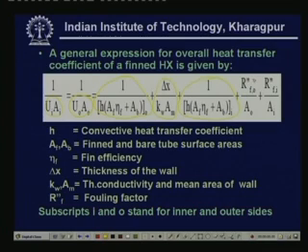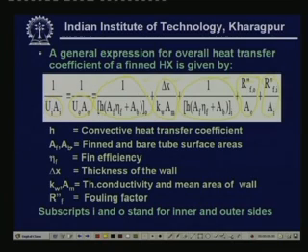Then we also can have the resistance due to fouling on the outer surface and resistance due to fouling or scale deposition on the inner surface. So, we have 5 resistances, 1, 2, 3, 4, 5. These 5 resistances are in series. So, in order to calculate the overall heat transfer coefficient, we have to add up all these resistances and we have to inverse it. So, in the above equation, the nomenclature is given here.